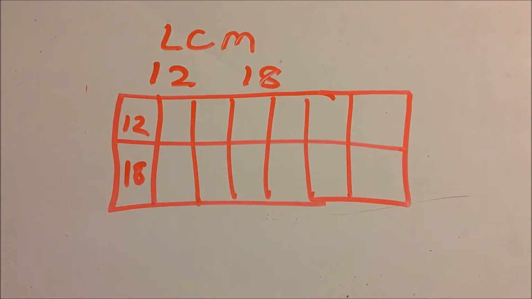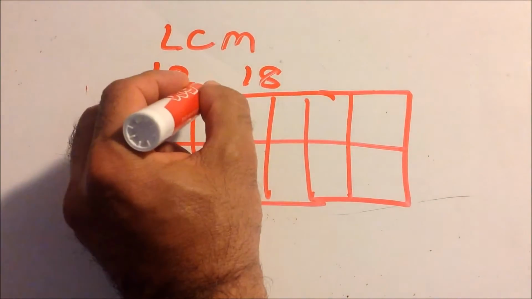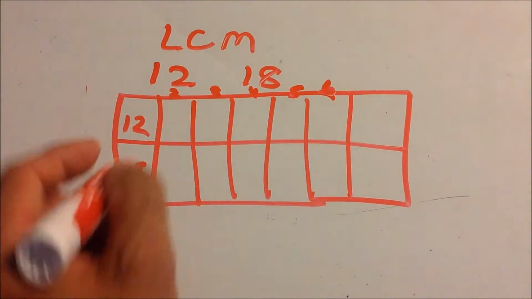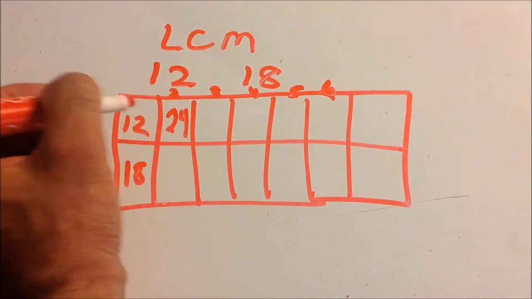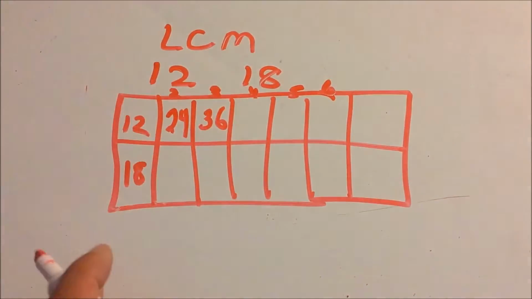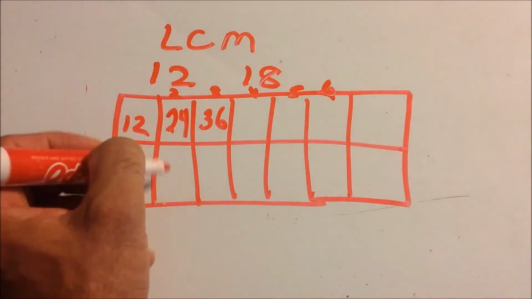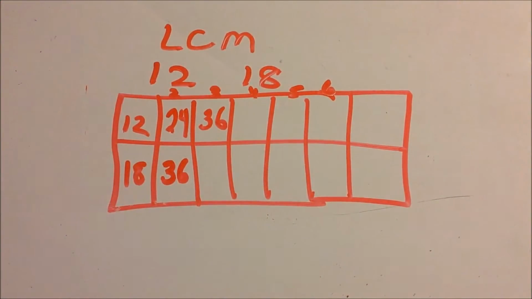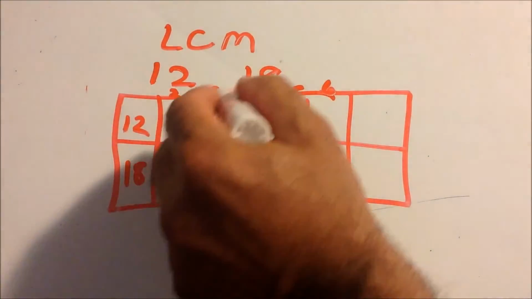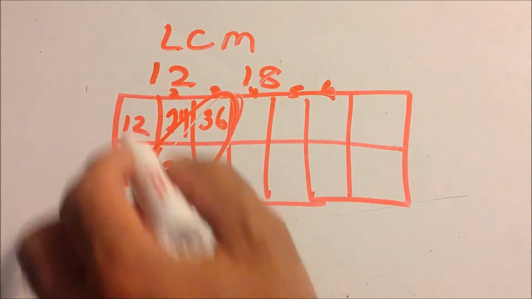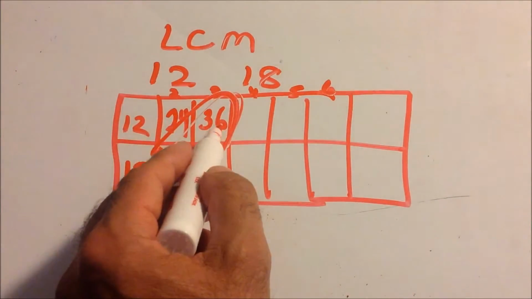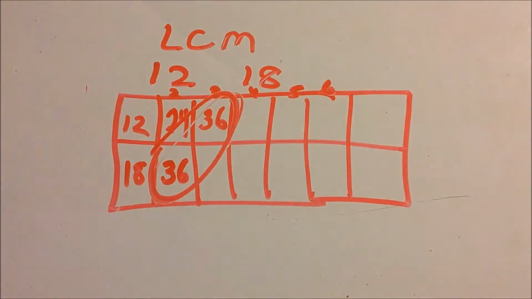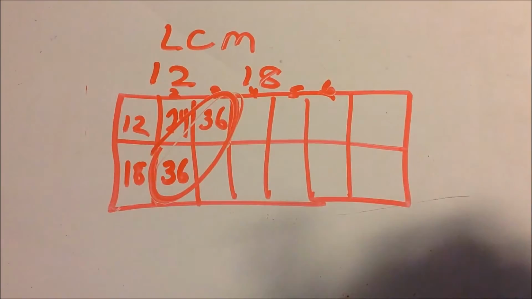Okay? So again, we just multiply times 2, times 3, times 4, times 5, times 6, whatever we have to do. So we have 12 times 2 is 24, 12 times 3 is 36. All right? And with 18, 18 times 2 is 36. I can stop right there. The LCM of 18 and 12 is 36. The lowest common multiple. 12 goes into 36, 18 goes into 36, and that's the lowest number they both go into. So that's using the box method.